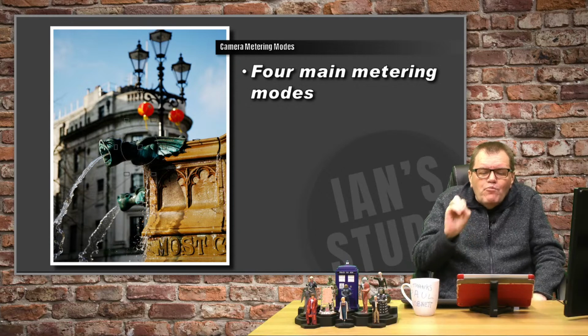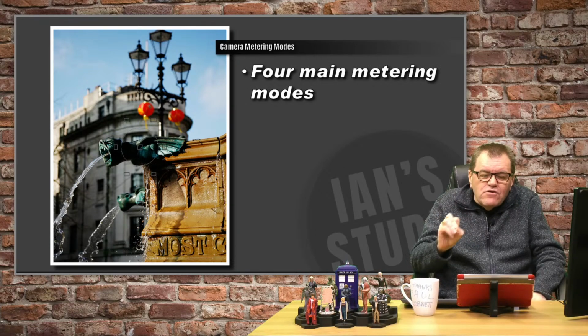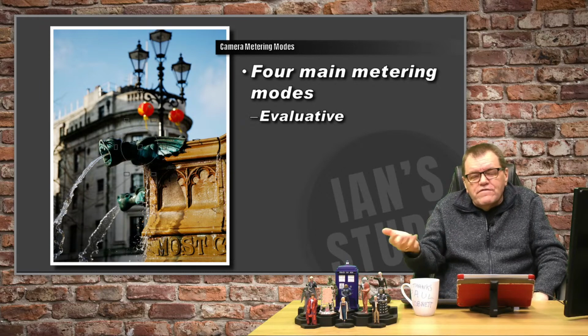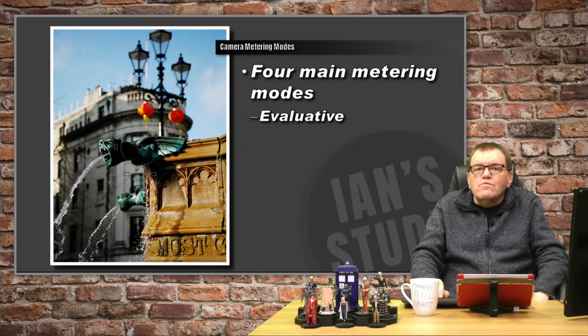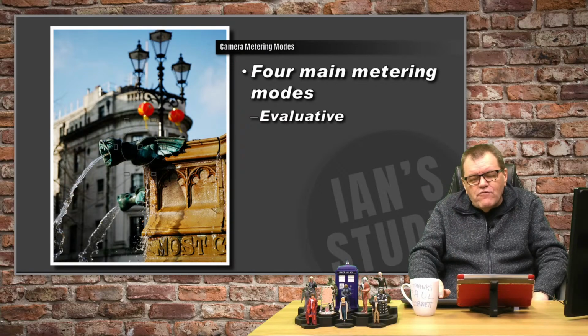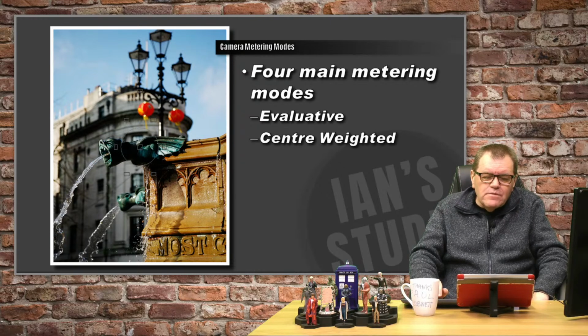And there are four main metering modes in your camera. They are evaluative, or if you're a Nikon user, it's matrix. I don't know what the likes of Sony and Panasonic call it. I think they might call it grid, but please forgive me if I've got that wrong. Maybe the users of Panasonic and Sony and the like can tell me in the live chat.